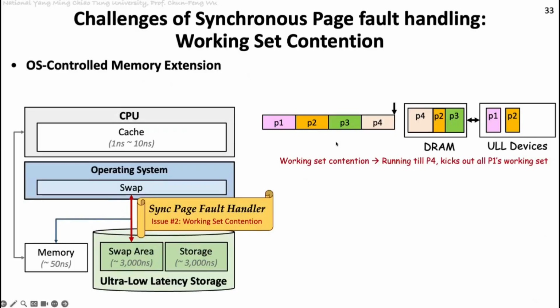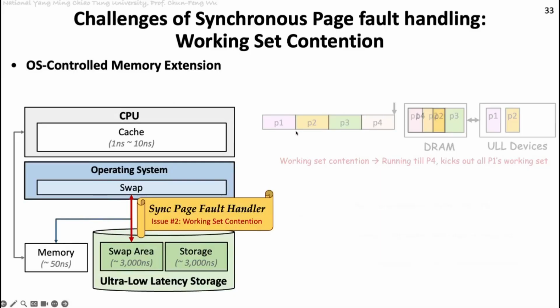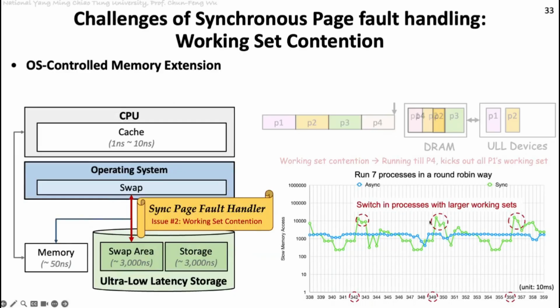So the thing is, in synchronous I/O systems, actually there are some processes whose working set will be kicked out, because if there are a lot of processes executing together, for example P1, P2, P3, and P4, then P4 is possible to evict the P1 process working set. So we ran an experiment on Linux, running several processes in a round robin way.